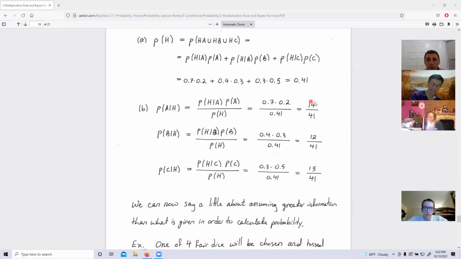So here, you understand how this calculation was carried out. It's probability of A given H. We already calculated H from the previous problem. So it's just probability of H given A times probability of A, and similar calculations for all the remaining ones. And you can all see that it's 14 over 41, 12 over 41, 15 over 41.